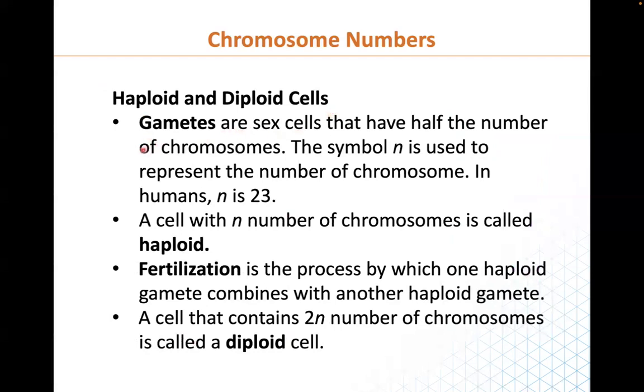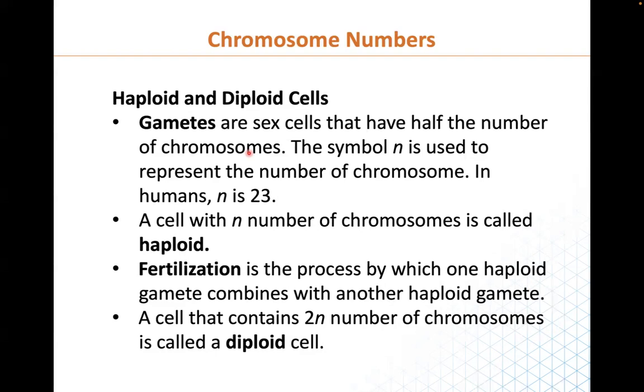Haploid and diploid cells. So what is a haploid cell? One is a cell called the diploid cell. Haploid gametes are sex cells that have half the number of chromosomes. A gamete is a sex cell that has half the number of chromosomes. The symbol n is used to represent the number of chromosomes in humans, so n equals 23. A normal human cell would have 46 chromosomes.